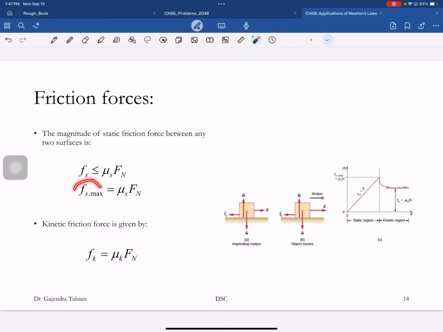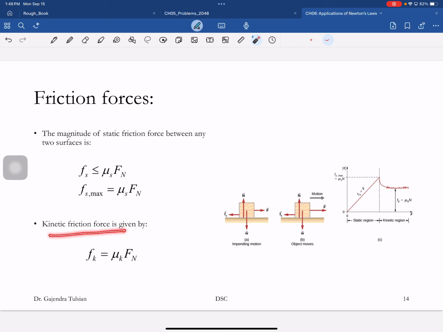All right, there's the maximum static friction force. This is the normal force. So for instance, if you don't push down on it right now, the normal force is equal to the weight of the object. But if you push down on it, the normal force is greater than the weight of the object, and the friction force increases. So the friction force depends on the normal force.